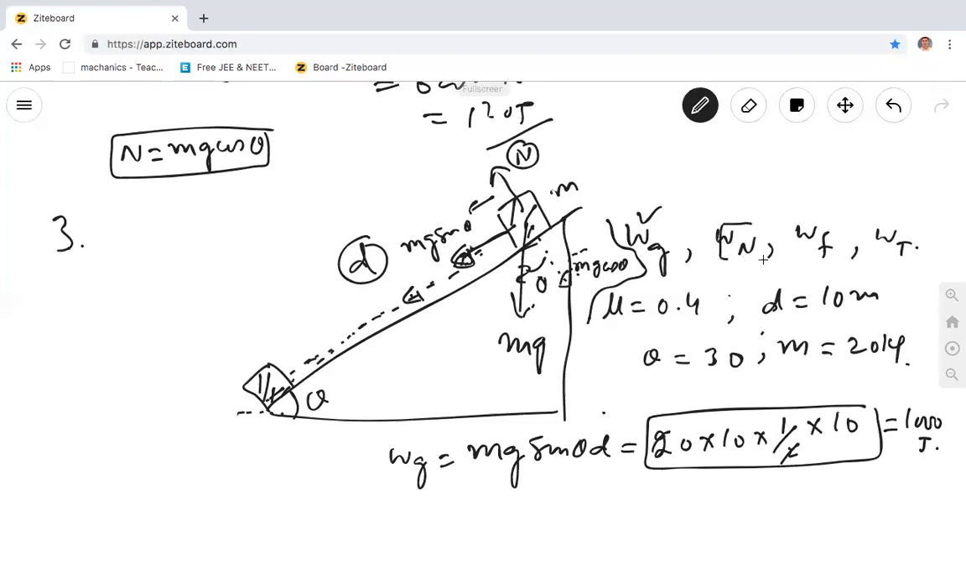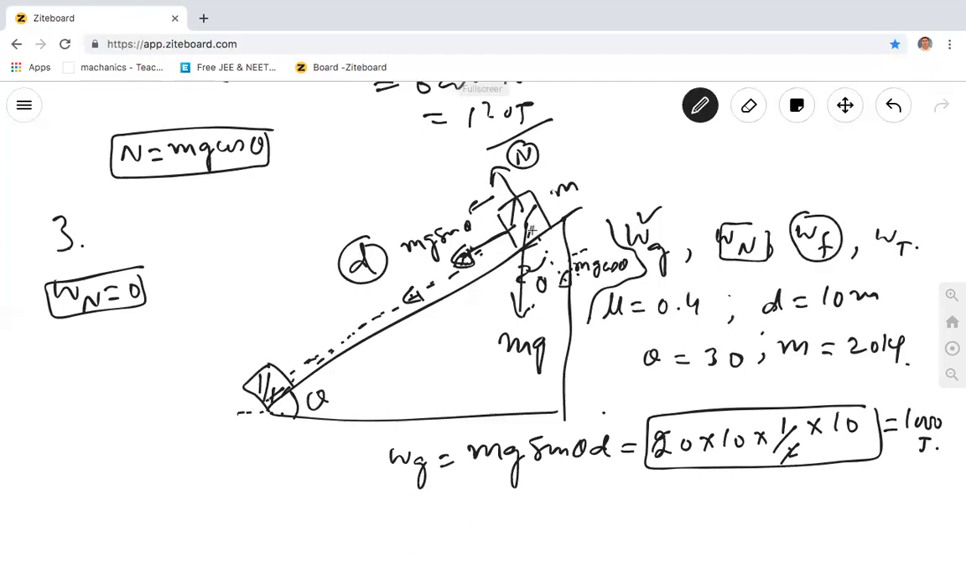What is the work done by normal reaction? mg cosine theta? No, no. See the displacement direction. Oh, yes. See the normal reaction. And what should be the work done? 0. Good, that is right. Is it difficult now to understand? No. What is the work done by frictional force?